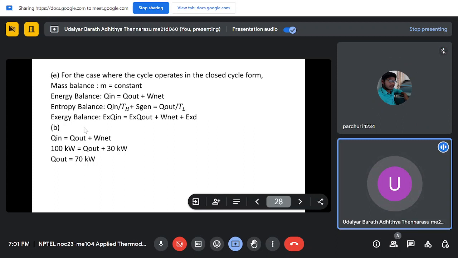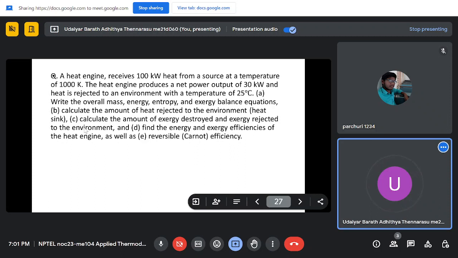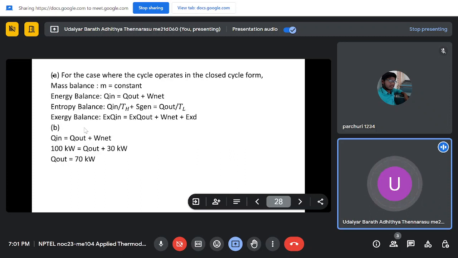So the next part is you need to find out Q out. As I told you, from the energy balance or the first law, you know Q net is W net, and you know W net is 30 kilowatts. You also know the amount of heat which you are giving in is 100 kilowatts. So the Q out will be 70 kilowatts. This is simple: Q out equals Q in minus W net. So 100 minus 30 is 70 kilowatts. You are taking in 100 kilowatts, you are rejecting 70, and out of that you are getting 30 kilowatts out.